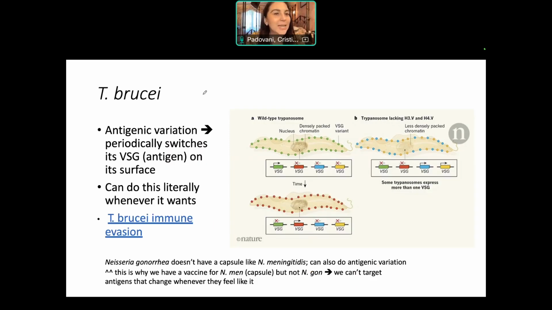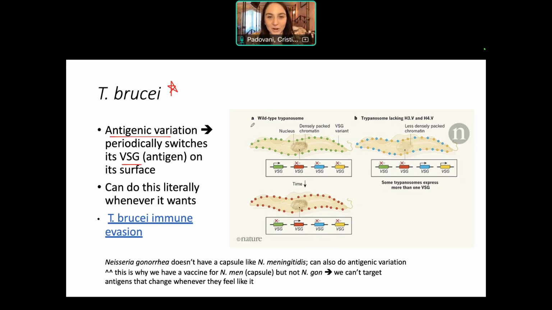All right, T. brucei. I think it's Trypanosoma brucei. This one's a classic example of immune evasion. What this one does is called antigenic variation. This one's actually really cool. This is one of my favorite bacteria in terms of immune evasion. Bacteria are so smart. What this one does is T. brucei periodically will just switch its VSG. VSG is basically its antigen on its surface.